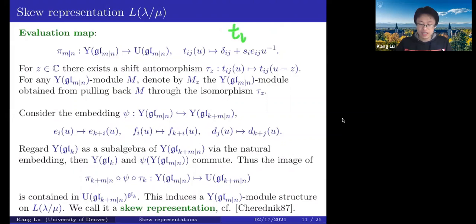And for the higher powers, it goes to zero. So if I have here r, where r is greater than or equal to two, then they all go to zero. And then this is the evaluation map.